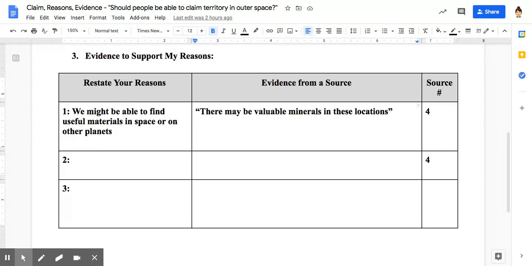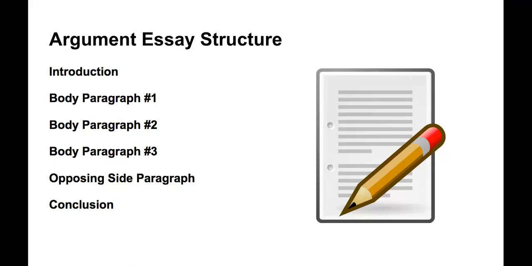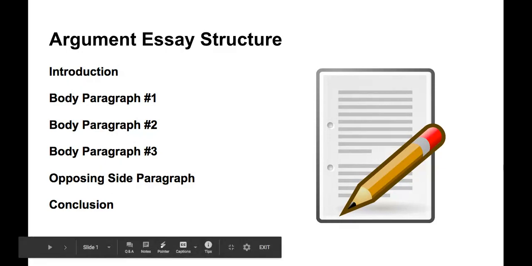So I'm going to switch over to this tab. Okay, so argument essay structure. We haven't written an essay yet this year, but we will be moving into doing some more essay writing as we go along. Basic structure of an argument essay includes the following components. Have to have an introduction, 3 body paragraphs, an opposing side paragraph, which might be new for some of you. You might not know what to do with that, but we'll talk about that later, and a conclusion paragraph for a total of 6 paragraphs.